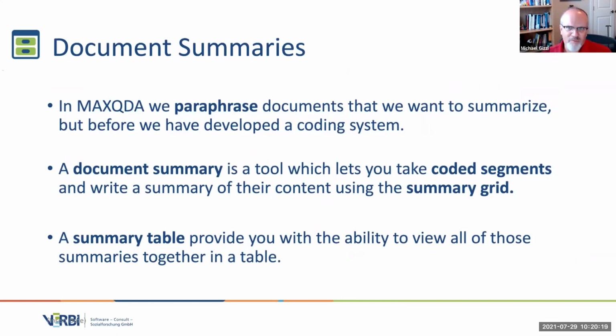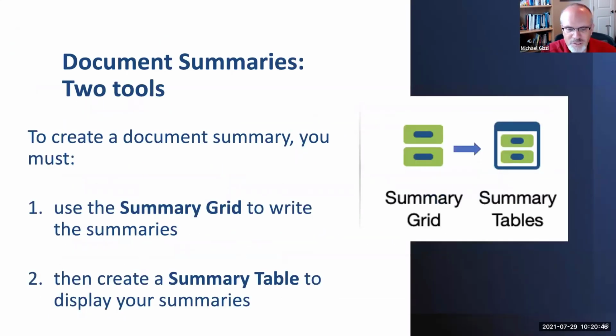So, as I said, we paraphrase documents we want to summarize before we develop the coding system. The document summary lets us take coded segments and summarize them using the summary grid, because that's the first tool, and then create a really kind of powerful table with the summary table to view the summaries together. So the first element is realizing here that when we're talking about document summaries, there are two primary tools. We have to use the summary grid first, and that's what we'll do today, is we'll focus on the summary grid first. And then we'll create a table to display your summaries.